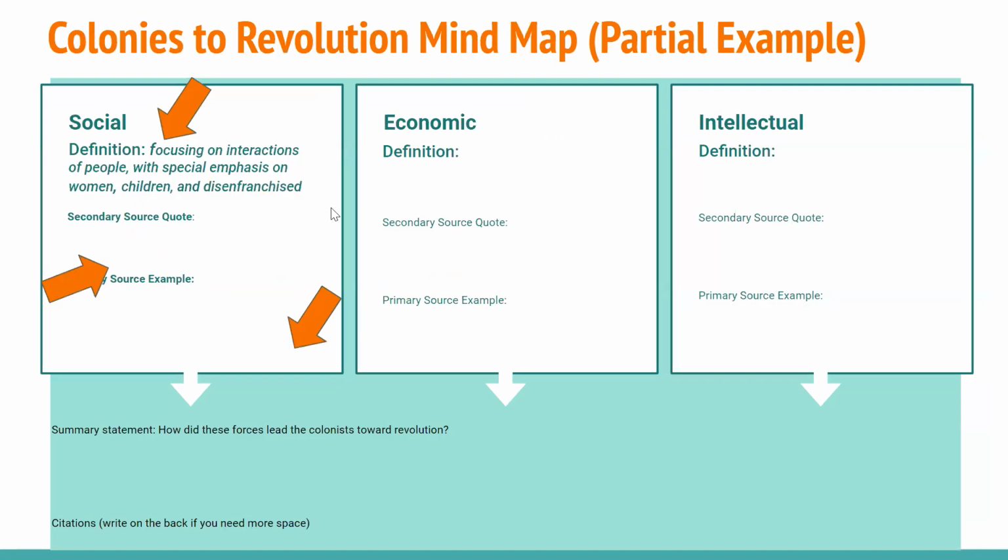Okay, here's my social history. Now you see I have orange arrows showing you what I'm filling out right now. My definition of social history, as you might see here, is focusing on interactions of people with special emphasis on women, children, and the disenfranchised. Okay, done. I've done step 1. Let's go back and see what's left to do.